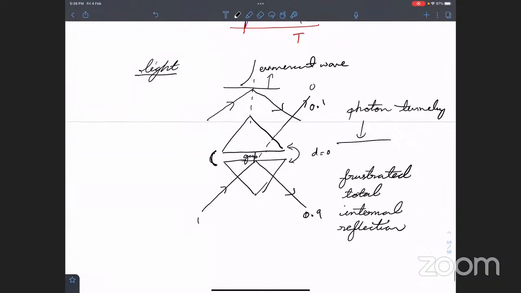But if you do frustrated total internal reflection, this experiment you can do, well, not really in your hostel room, because this gap we have to be able to control to a very small dimension. But at least we can do this experiment. It's called frustrated total internal reflection, and this is again a manifestation of tunneling. Here the photon actually tunnels from this prism to this prism. So there's a similar idea.